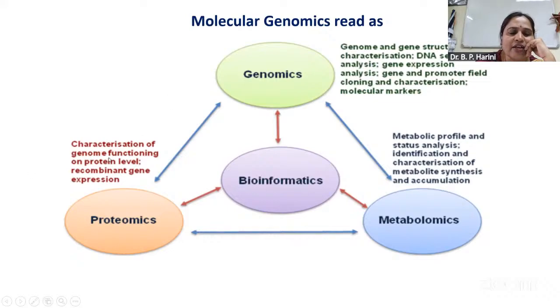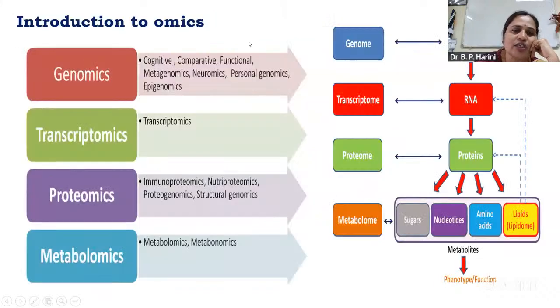Here it is a characterization of genome function at the protein level, where recombinant gene expression happens, whereas at the genomic level, genome and gene structure characterization happens with DNA sequence analysis. It includes gene expression analysis, gene and promoter cloning and characterization, and molecular markers. Followed by metabolomics, it is the metabolic profile and status analysis, identification and characterization of metabolite synthesis and accumulation. All this information is read through bioinformatics, through the data sets.